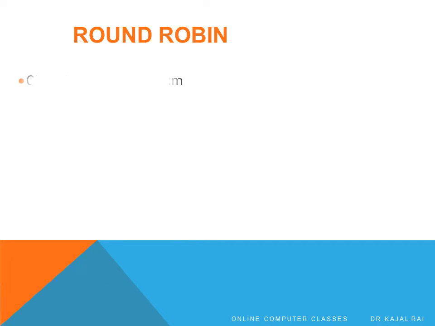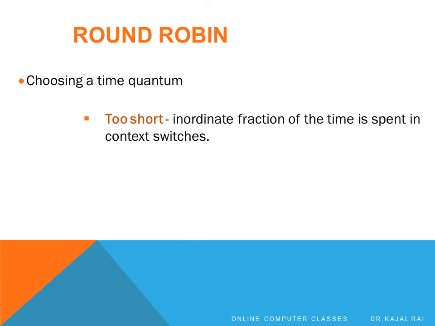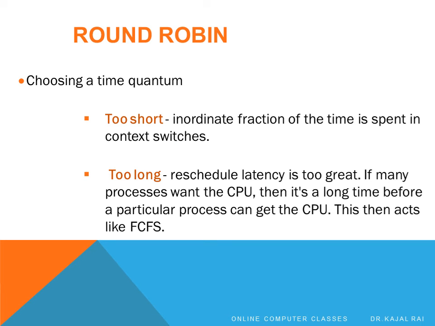Now next is choosing a time quantum. It is a very good question how to choose a time quantum. If it is too short, an inordinate fraction of the time is spent in context switches. If the time quantum is too short, the context switch time is very large, because it has to do context switches more frequently. If the time quantum is too long, then reschedule latency is too great. If many processes want the CPU, then it is a long time before a particular process can get the CPU. This then acts like FCFS, of course.